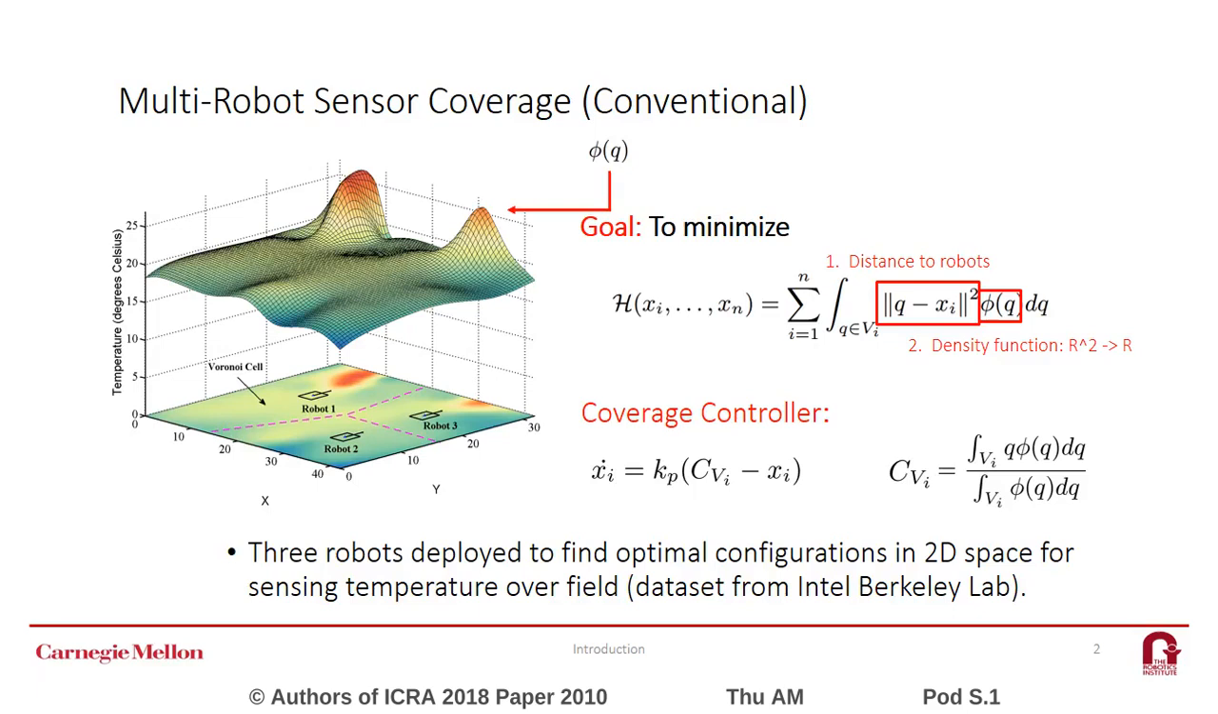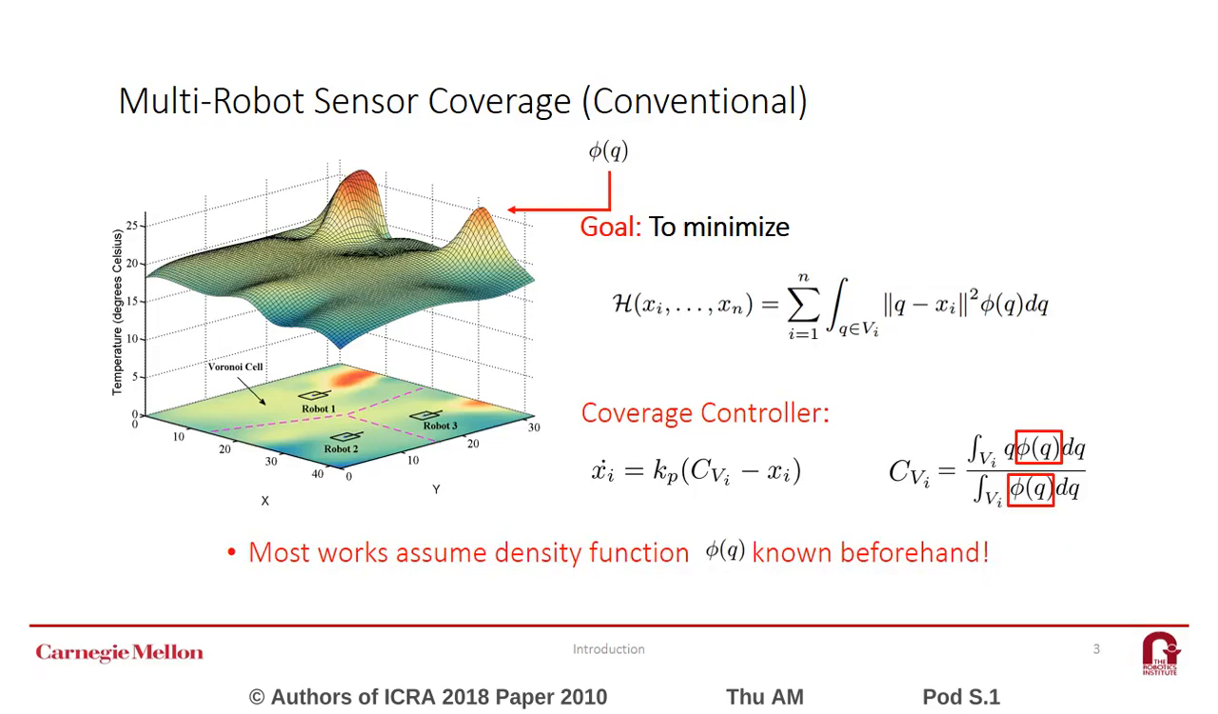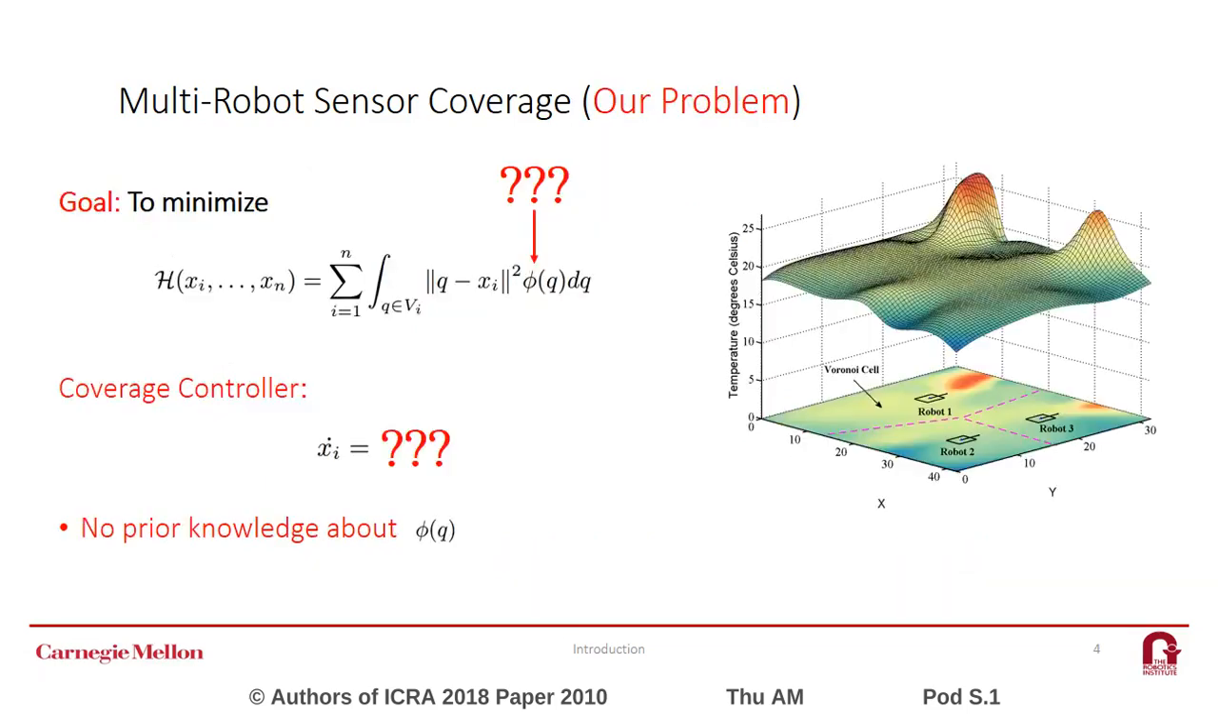Despite being the optimal coverage controller, it usually requires prior knowledge of the density function for each robot in order to derive the correct control outputs. However, in unknown environments, the robots may have no prior knowledge of the density function, and hence in this paper we are more interested in developing an adaptive coverage controller without assuming any prior knowledge about the density function.